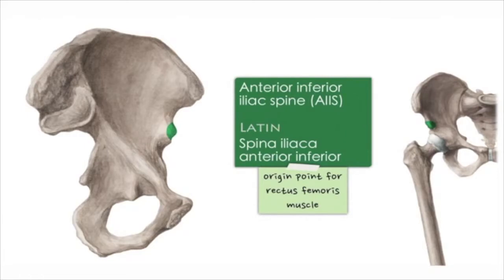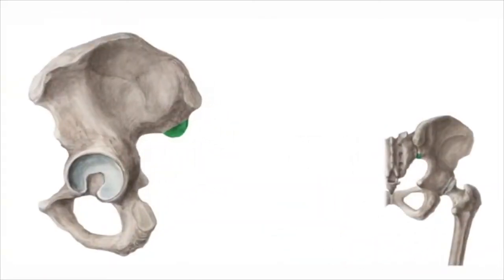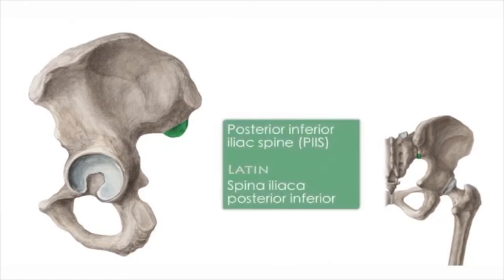Now moving on to the last spine that you find within the ilium, and this is known as the posterior inferior iliac spine. The posterior inferior iliac spine is found right on the superior end or edge of this really important structure that we will talk about, known as the greater sciatic notch.